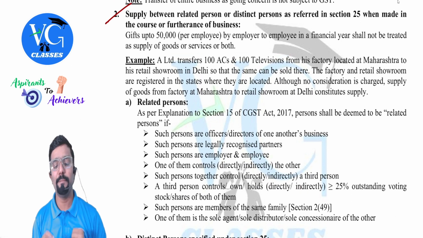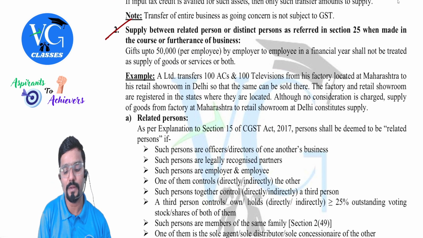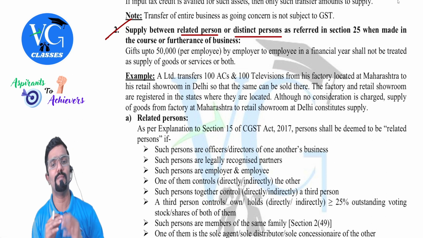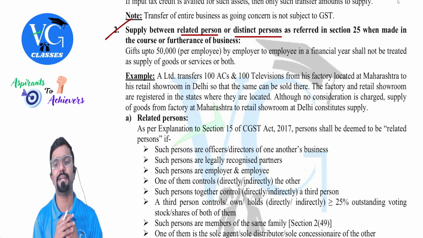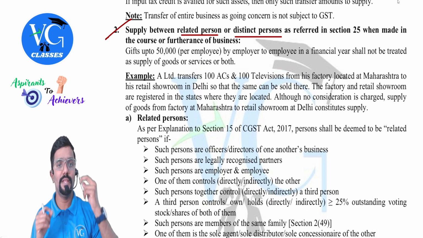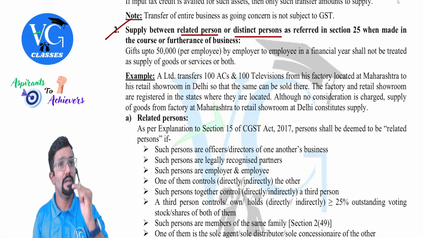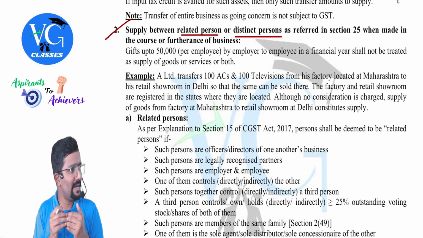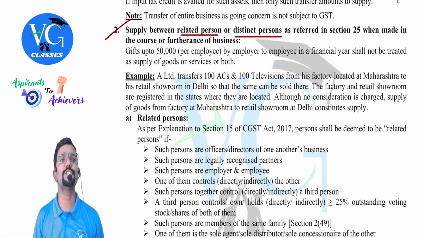When there is a supply between related persons, or a distinct person as referred in section 25. Section 25 gives who is a distinct person, but anyway, I will cover it now itself. When made in the course or furtherance of business. Okay, guys, what are the conditions for an activity to be covered here? The supply should be between whom? Related party or distinct person. And it should be in the course or furtherance of business.